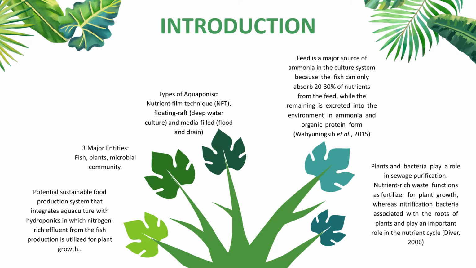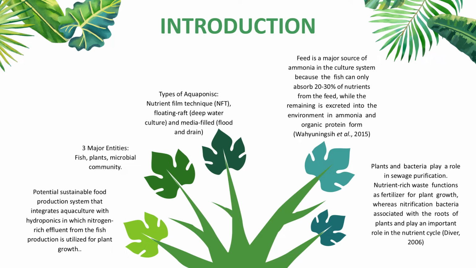aquaponics is a potential sustainable food production system that integrates aquaculture with hydroponics, in which nitrogen-rich effluents from the fish production are utilized for plant growth. It covers three major entities, which are the fish, the plants, and the microbial community. And there are three types of aquaponics, which are the nutrient film technique, NFT, the floating raft deep water culture, and the media-filled flood and drain.